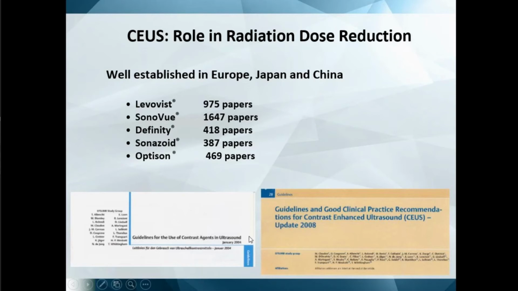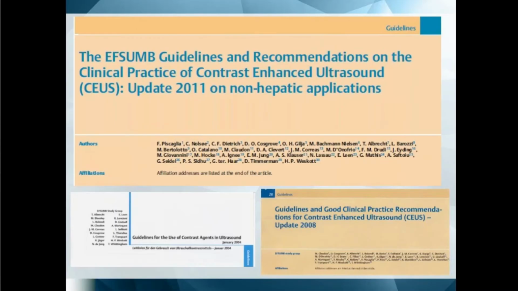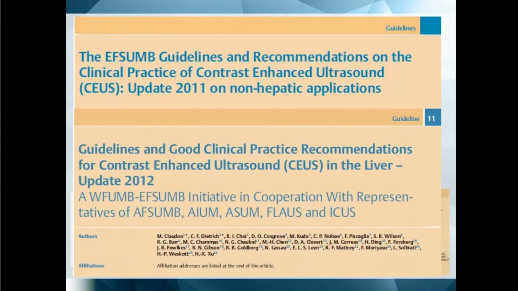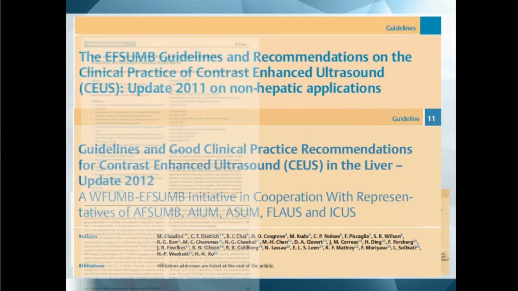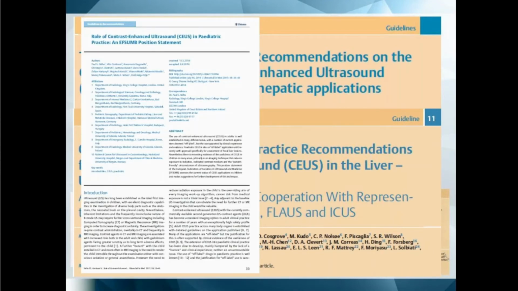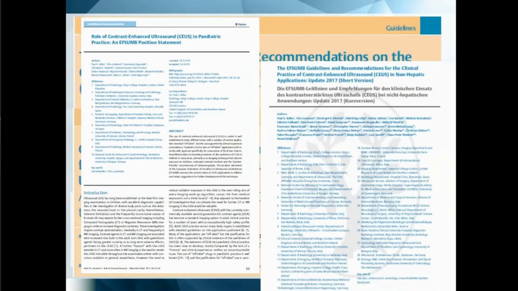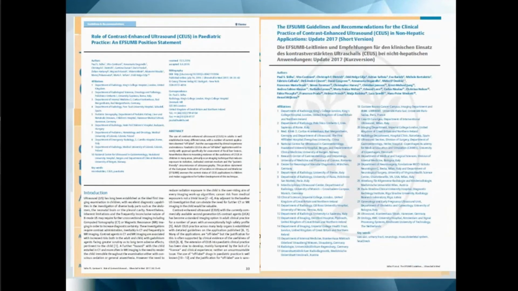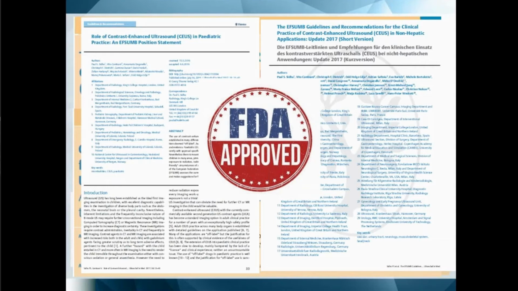EFSUMB has published many guidelines on how to use this contrast agent, starting in 2004 to 2008. In 2011, non-hepatic applications guidelines were produced, and an update on the liver. But more recently, we have produced use of contrast-enhanced ultrasound in pediatric practice and the update of the non-hepatic guidelines. And most important to all of this is the recent FDA approval in the United States for the use of contrast-enhanced ultrasound in the liver in both the adult and pediatric patient. And this is a landmark development.